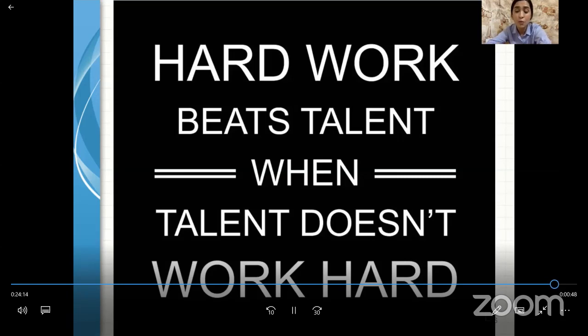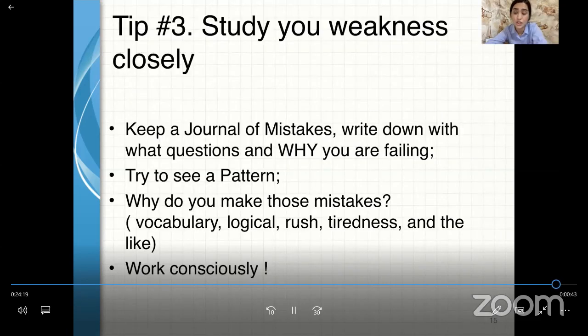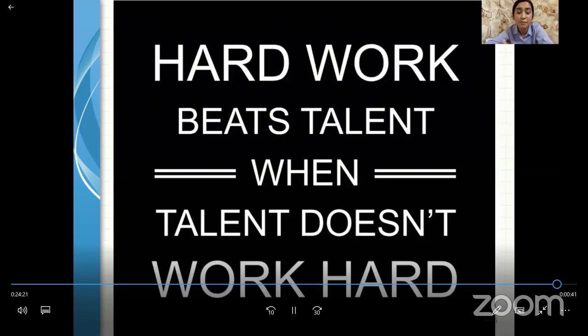And at the same time, I want to remind you these words: hard work that you have done with the conscious brain, with the deep analysis. So smart work that actually makes a game change.